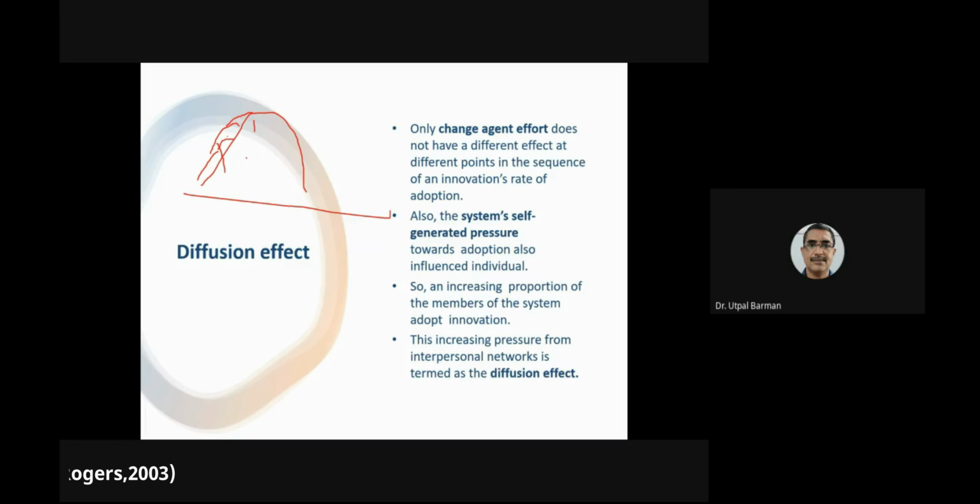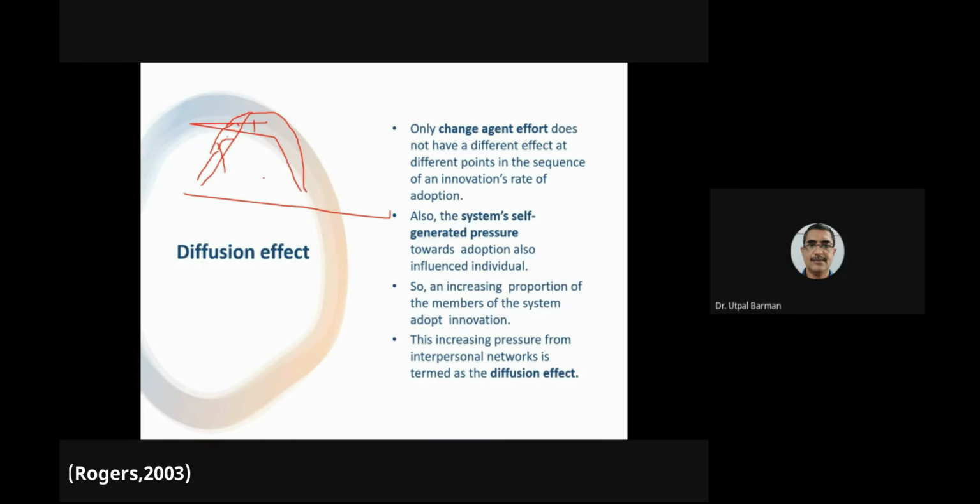It is self-generated pressure because after adopting the thing, the people are not the change agent, they are adopters. But when they adopt the thing, they also discuss the innovation and try to influence others, or if some other person asks about the innovation, they will explain it. But they are not doing all those things as part of the change agent's job. Since they adopted it, they explain these things for the betterment of other groups. And another point is that since we adopted it, you should also adopt the same thing. So this is self-generated pressure.